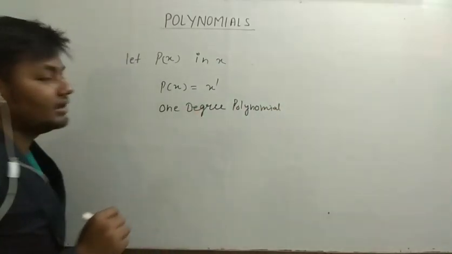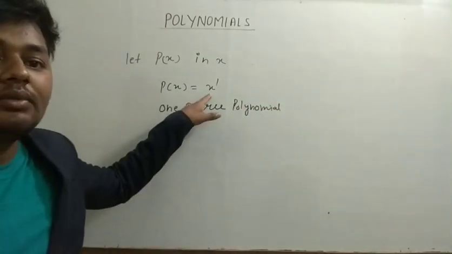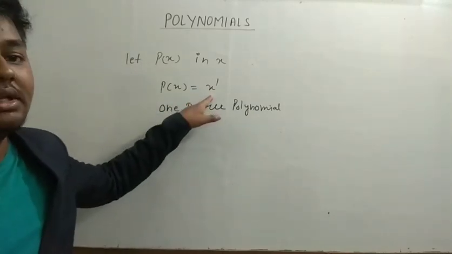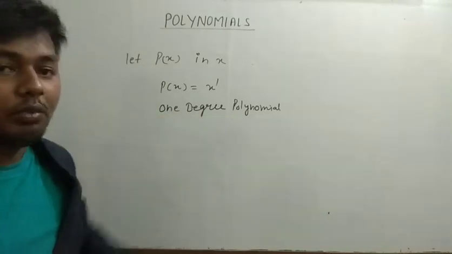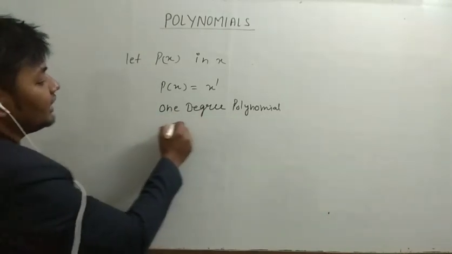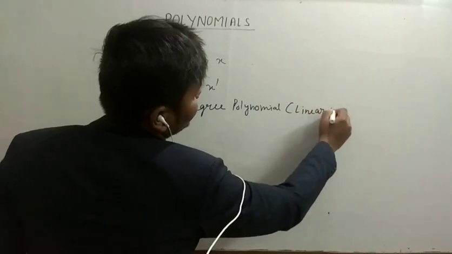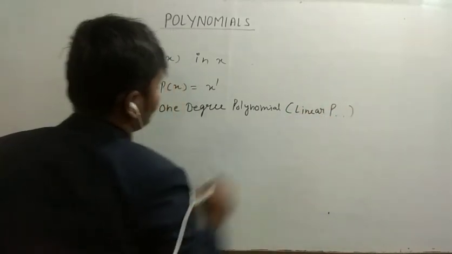It means that the highest power of the variable is called the degree. So a 1 degree polynomial is called a linear polynomial. Okay, it's a linear polynomial.